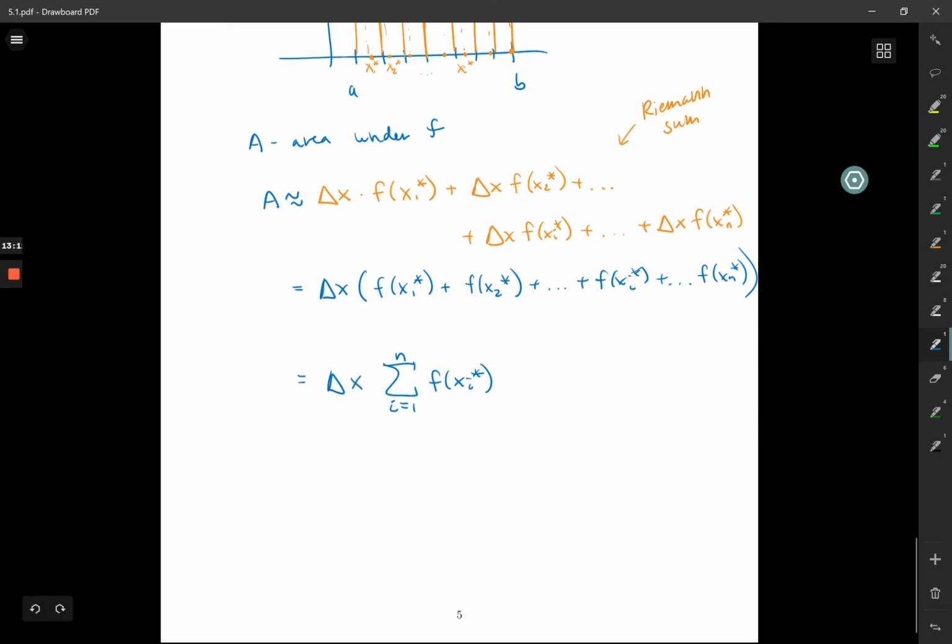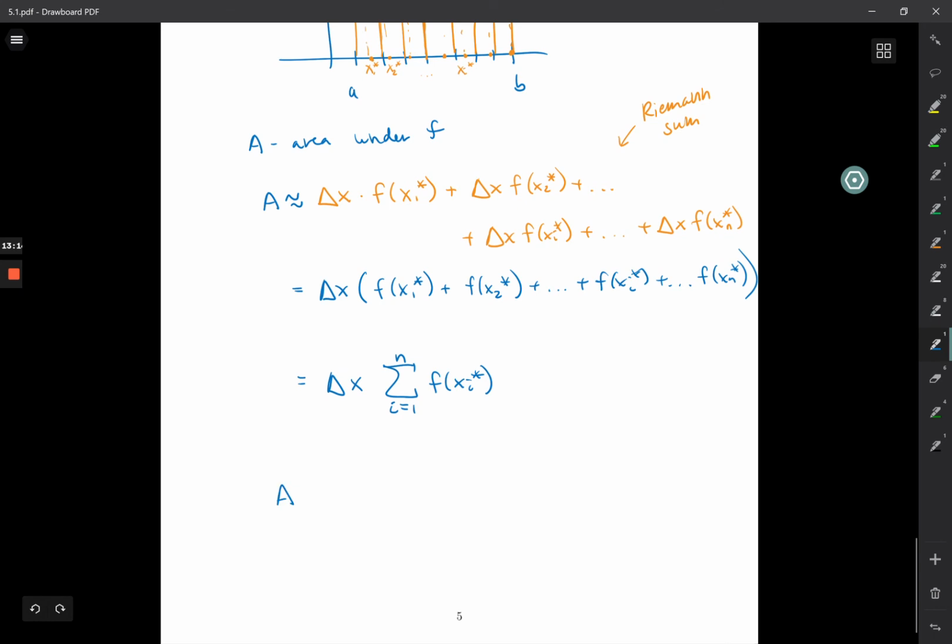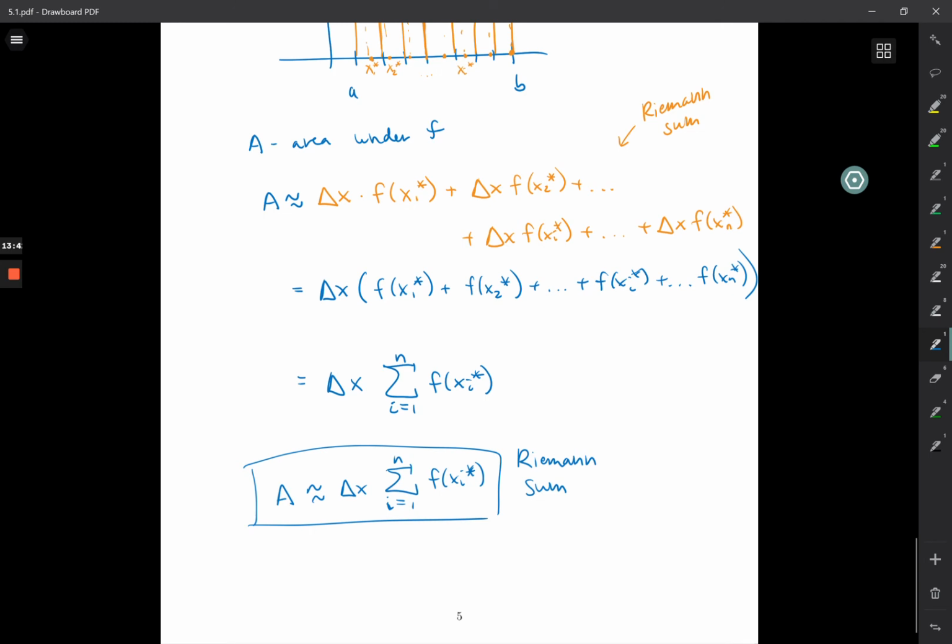Now, just to summarize, the area is approximately equal to delta x times the sum from i equals 1 to n of f of xi star. This is usually the form that you see, the Riemann sum. And we will eventually be taking a limit as n goes to infinity, so we'll take more and more approximating rectangles and get an exact answer for the area.